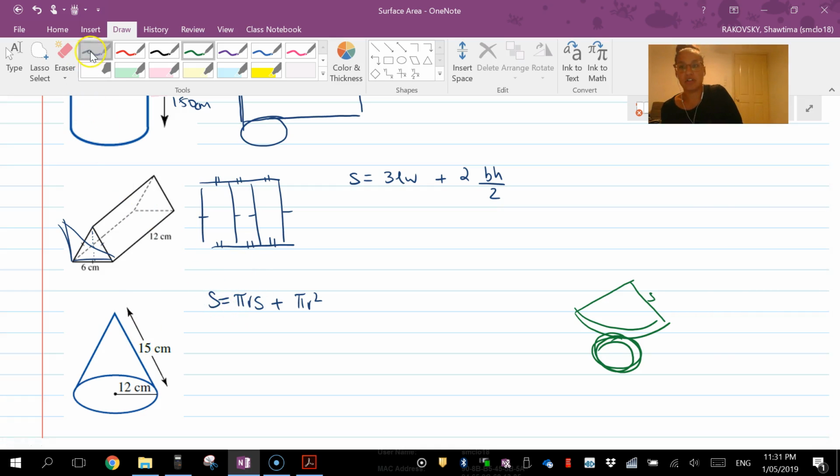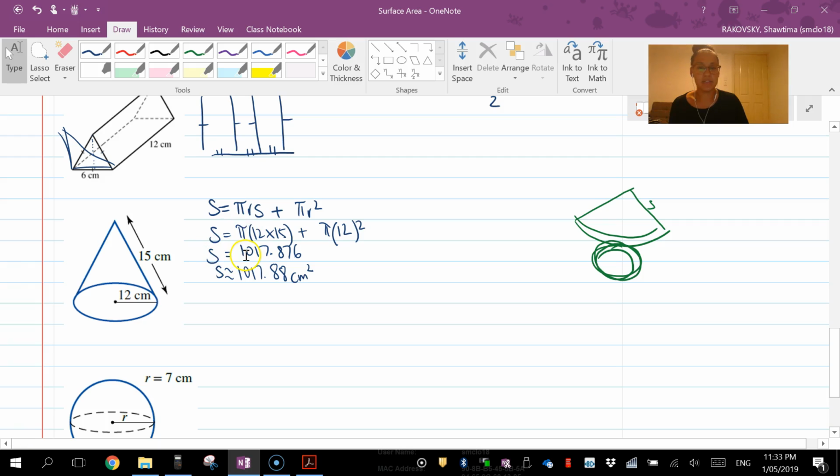Okay, so in order to do that, we're going to do surface area equals, and you should have an SA here, or something to denote the difference. Pi times r, where r is 12, times 15, plus pi times 15 squared. Surface area is going to be 1017.876. I'm just going to go to 2 decimal places, so 1017.88 centimeters squared. It's just a matter of putting the appropriate values in your calculator.